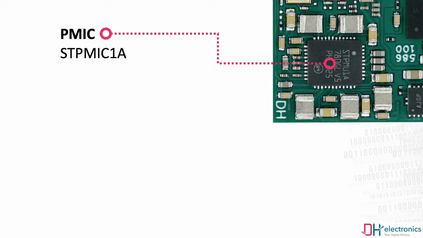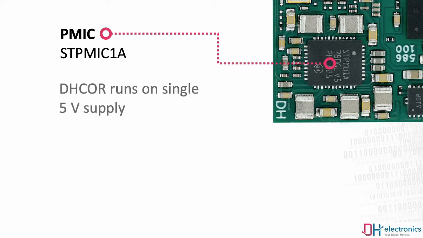So on the lower left corner of our SOM, you can see the PMIC, which is the companion chip for the MP1. This PMIC generates all the voltage levels required to run the MP1 and all its necessary components. So for you, all you have to do is to provide this SOM with a 5V power supply, and from here all the additional voltage levels are generated on its own.